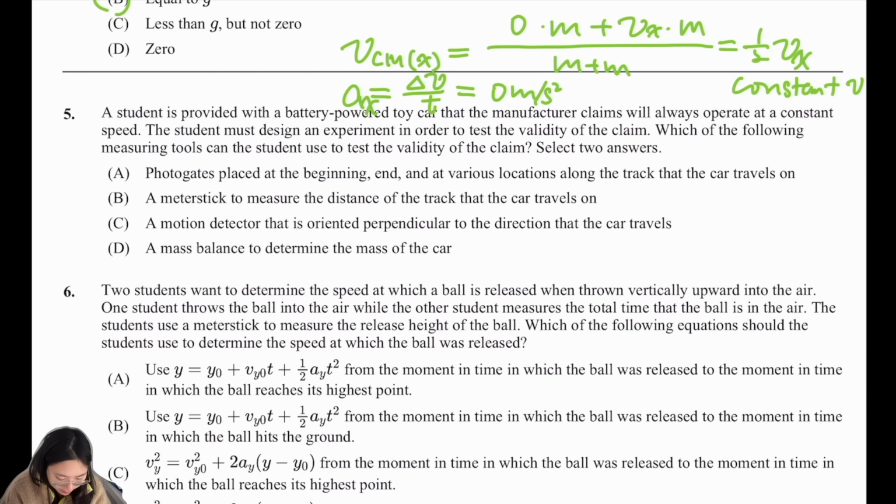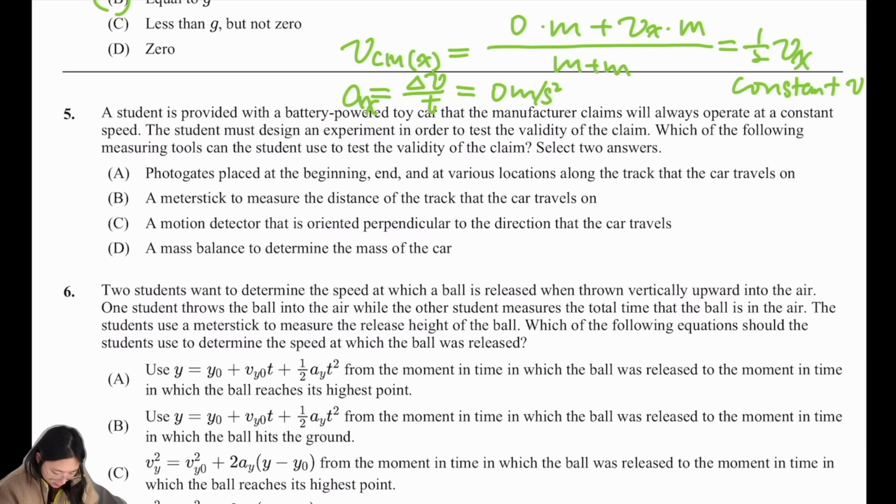Next, question number 5. A student is provided with a battery-powered toy that the manufacturer claims will always operate at a constant speed. The student must design an experiment in order to test the validity of the claim. When it comes to measuring the velocity, position or acceleration of a moving object, we use either the photogate or the motion detector. Which of the following measuring tools can the student use to test the validity of the claim?